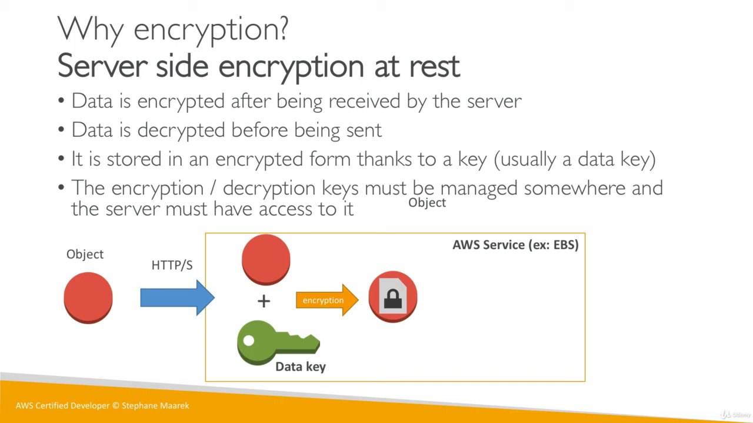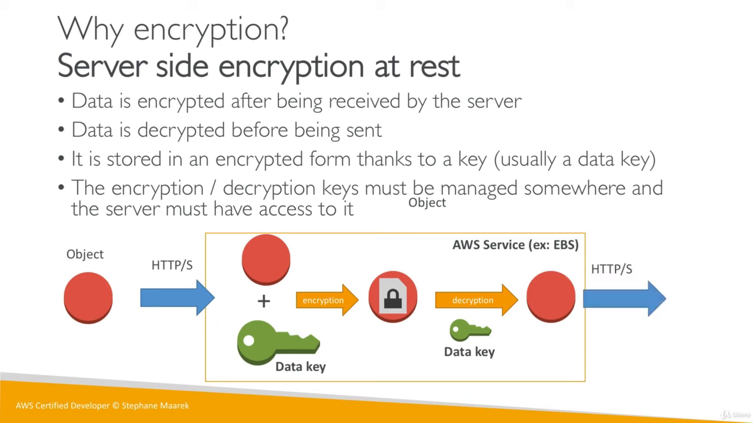And then the day we need to retrieve the data for whatever reason, EBS, the AWS service, will do decryption for us using the data key again, and we'll get the decrypted data back over HTTP or HTTPS, for example. So this is how server-side encryption works. And as you can see, the server side itself, or the service, manages the encryption and the decryption and uses a data key it has access to. So this is for server-side encryption at rest. And we've seen that many AWS services do use that encryption at rest.